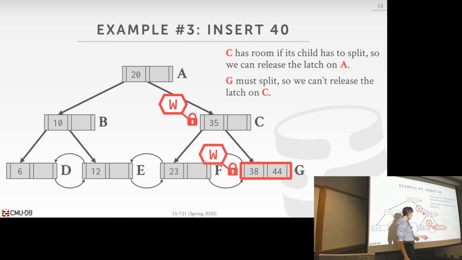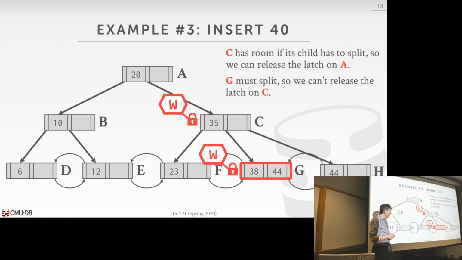Then we come down here to node G. In this case, where we want to insert a key, we don't have any more space. We're going to have to split it. So therefore, we have to maintain the right latch on C above it, so that we can then update it with our new pointer here. And then when that's done, we release the latch on C and then release the latch on G.